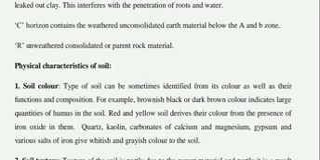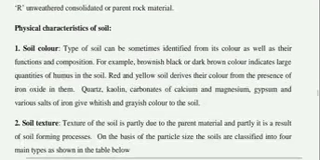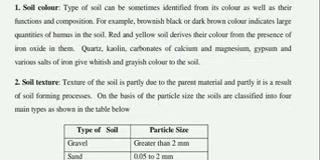Soil color. Brownish black or dark brown color indicates large quantities of humus in the soil. Red and yellow soils derive their color from the presence of iron oxide in them. Quartz, kaolin, carbonates of calcium and magnesium, gypsum and various salts of iron give whitish and grayish color to the soil.